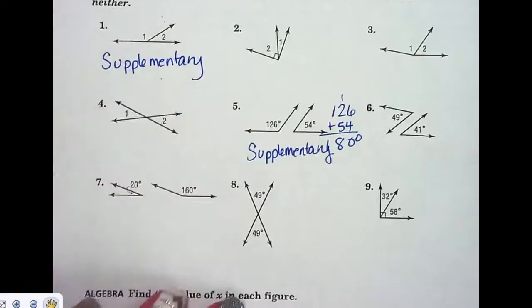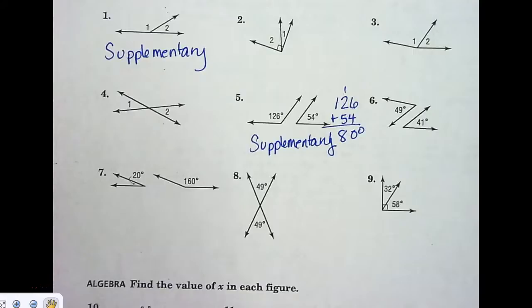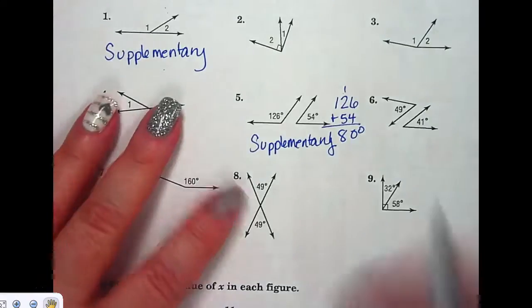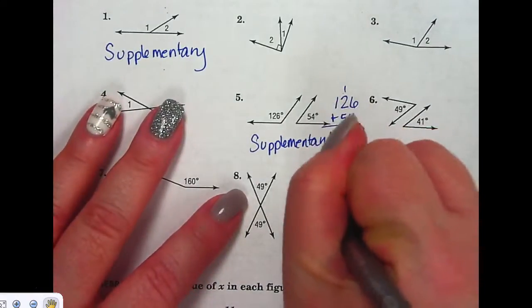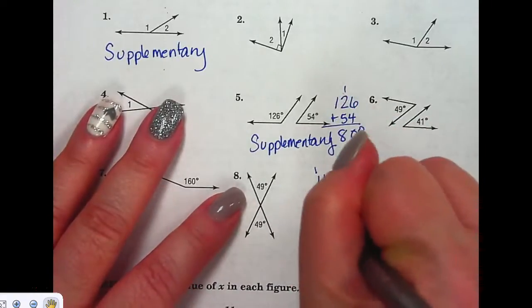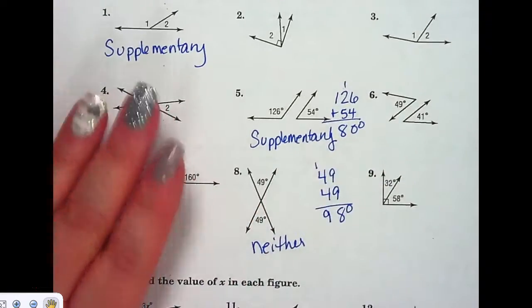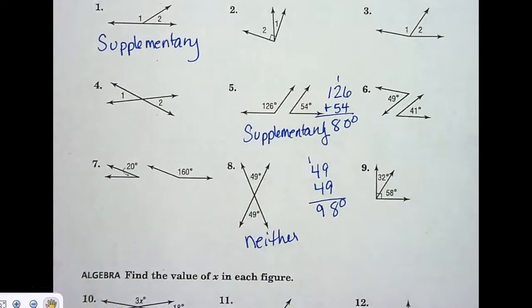All right. What about number 8? Yes. They look like neither to me. 49, 49. 8, 98 degrees, neither. All right, everybody okay with that? Okay.